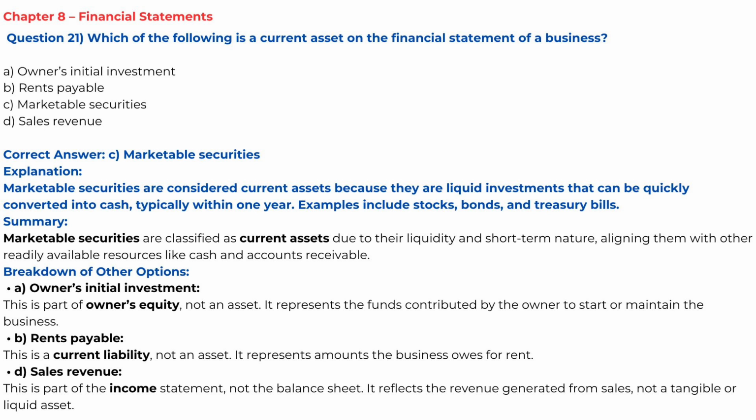B. Rents payable. This is a current liability, not an asset. It represents amounts the business owes for rent. D. Sales revenue. This is part of the income statement, not the balance sheet. It reflects the revenue generated from sales, not a tangible or liquid asset.